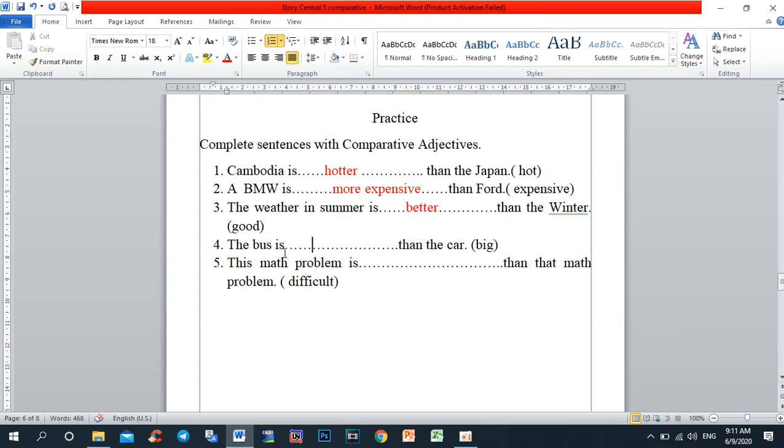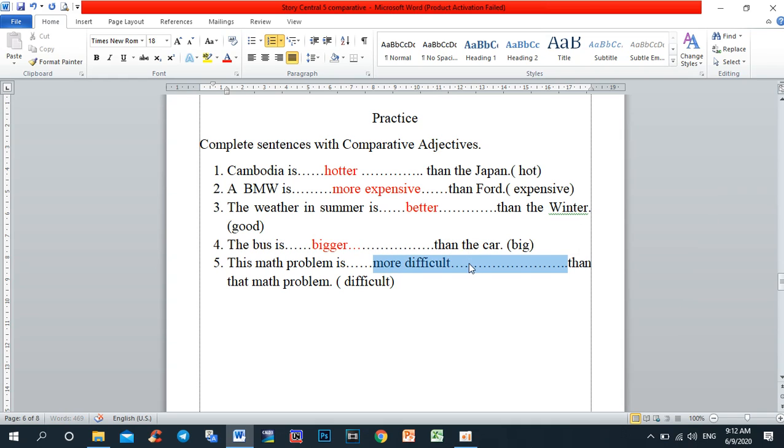Number 4. The bus is big than the car. So it is bigger. Yes. We need to double the consonant. Bigger than the car. This math problem is, than that math problem, difficult. It is more than two syllables. We need to add more. Difficult. More difficult than that math problem. Okay.